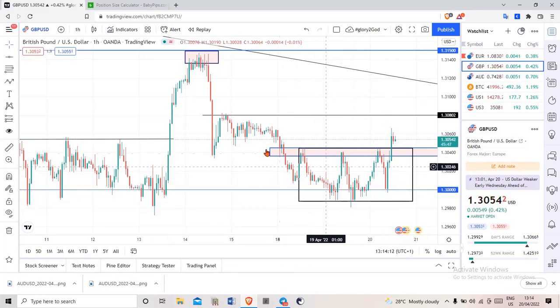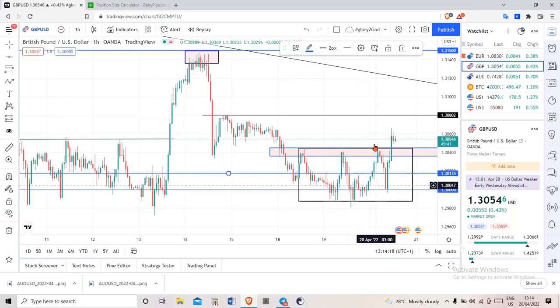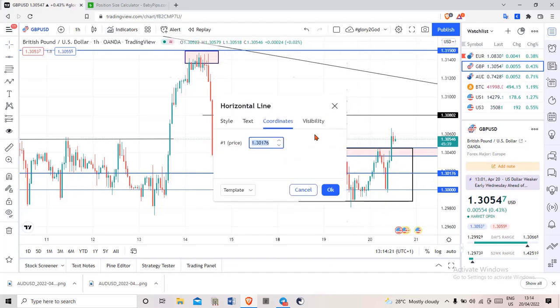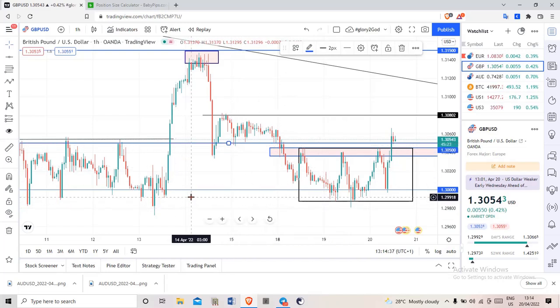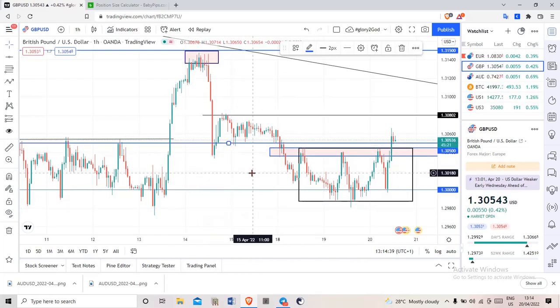So let me put another psychological level. I'll click on my line and then I'll drop it somewhere here, and then I'll go to my coordinates and then I will edit the value, 50. All right, 50. That's it. I've added a psychological level, and this is where the psychological level is at.